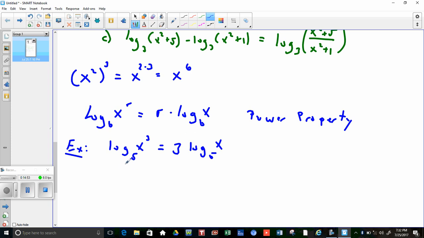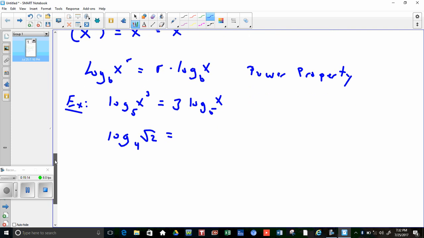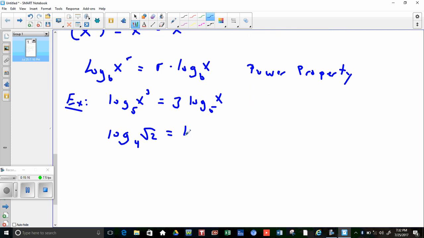All right, let's do one more of those because I want to show you guys something that might not be as obvious. Let's do the log of the square root of 2 base 4. We want to rewrite this using the power property, but you might think to yourself, well, wait a minute, there's no power on 2, but there is. Remember that a square root is the same thing as a 1/2 power. So this is the same as the log base 4 of 2 to the 1/2 power.